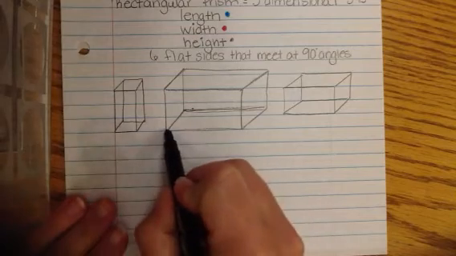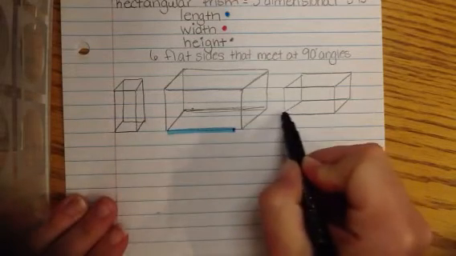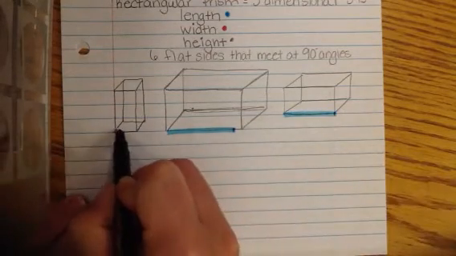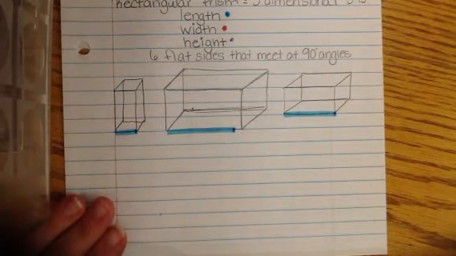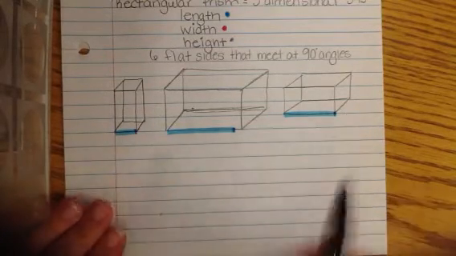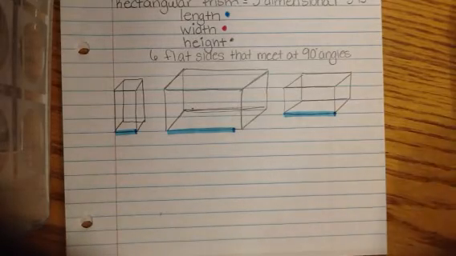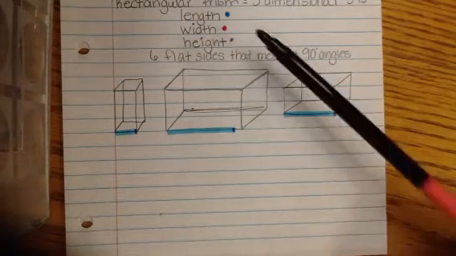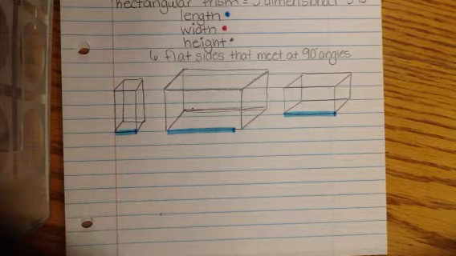So this is the length, the length, the length. Length, long side on the bottom. Okay? Now I'm going to pick up my color for my width. So if you drew more rectangles, you could find the length of yours too.